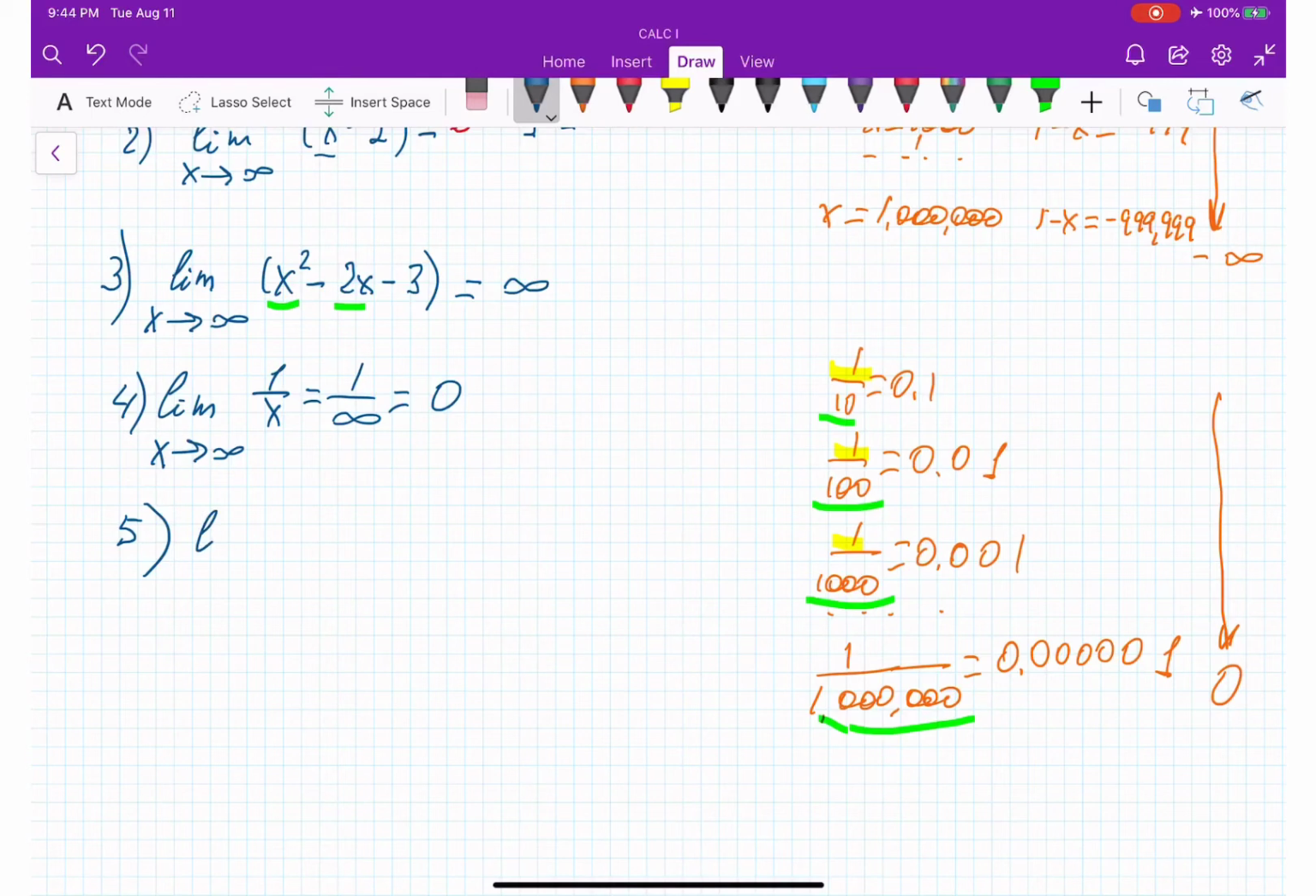Accordingly, when limit x is running to 0, I want to show this. 1 over x, where we have 1 over 0, it's going to be equal infinity. You can derive from this case.